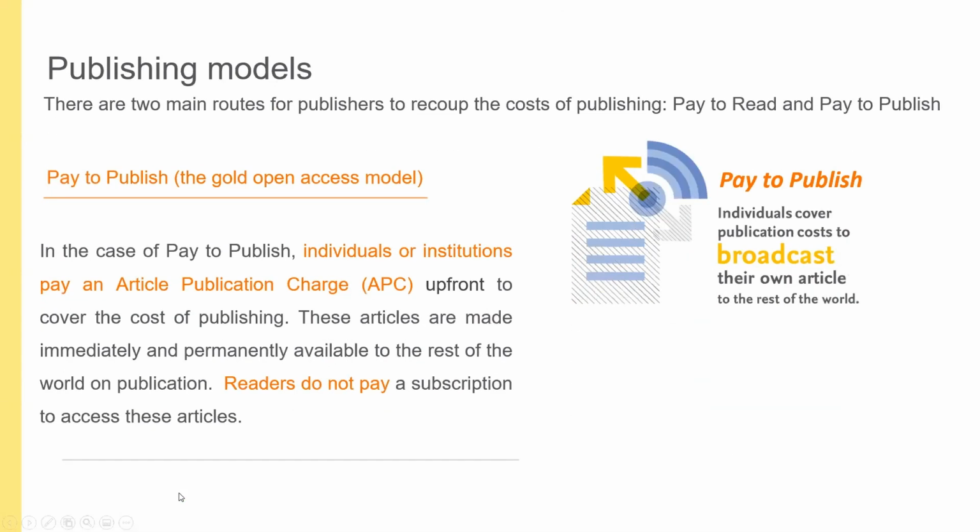The second one is the gold open access model, which is pay to publish. In this case, individuals or institutions pay an APC, an article publication charge. This is paid upfront to cover the cost of publishing, and then articles are free to read. This is another idea and another model. Readers, the end users, do not pay any subscription. They can just access these articles.